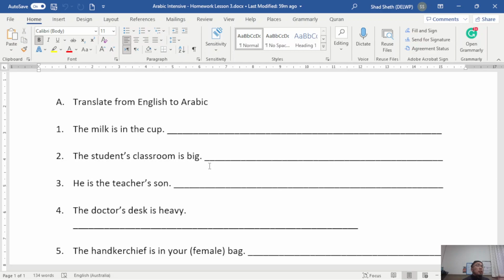Brother Quram, number 3. He is the teacher's son, Huwa Ibn al-Mudarrisi. Well, Ibn al-Mudarrisi. I think you missed the 'he', huwa. Yeah, you missed the 'he'.